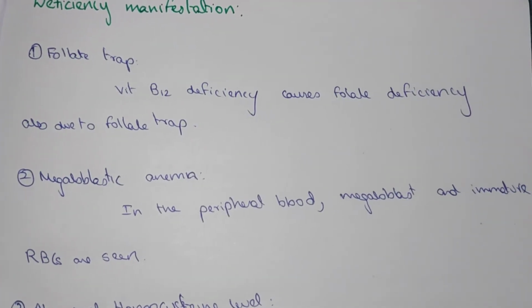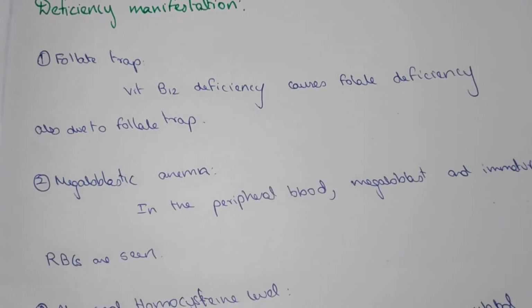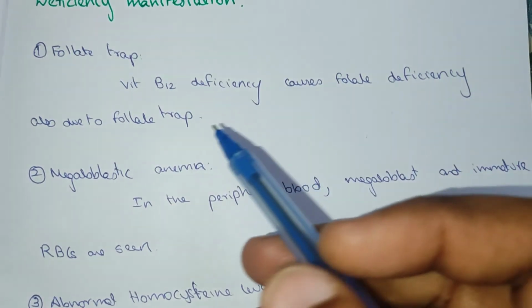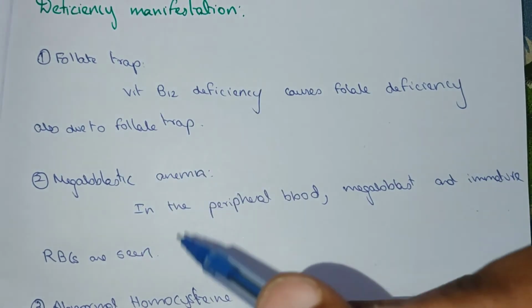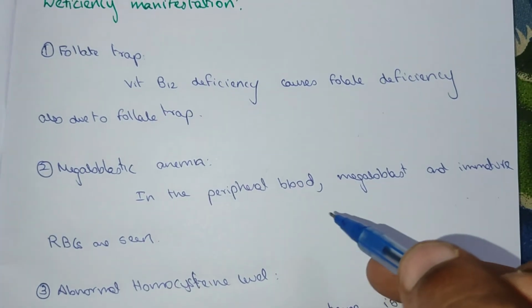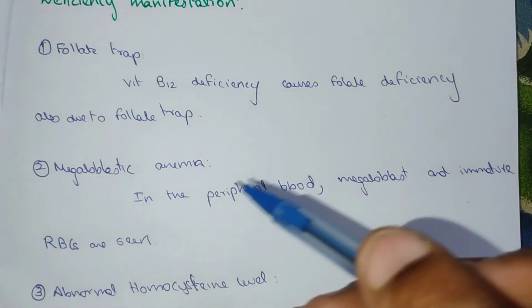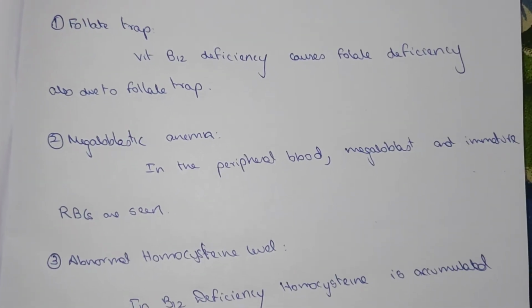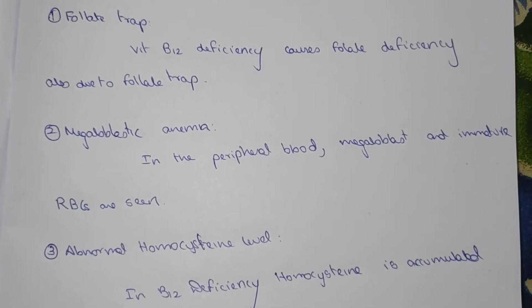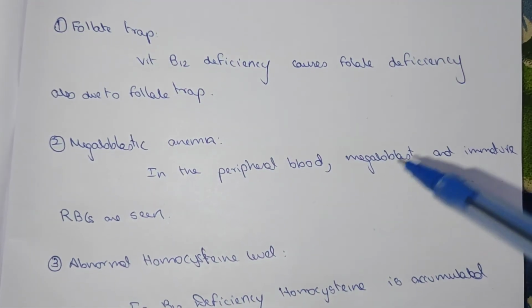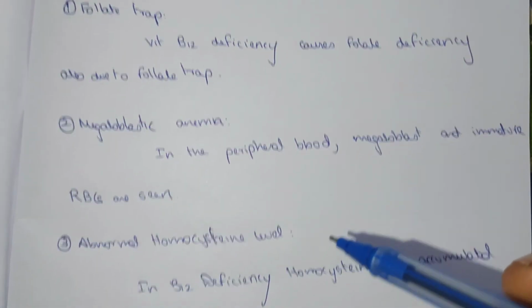Now we will see the deficiency manifestations. Folate trap: vitamin B12 deficiency causes folate deficiency, also due to the folate trap. Megaloblastic anemia: the RBCs are very big in size and immature. In peripheral blood, megaloblasts and immature RBCs are seen.